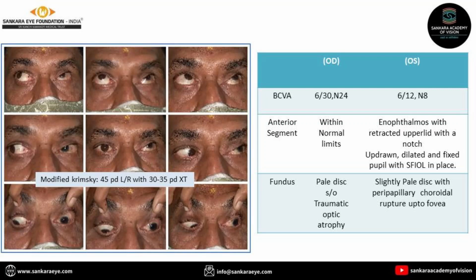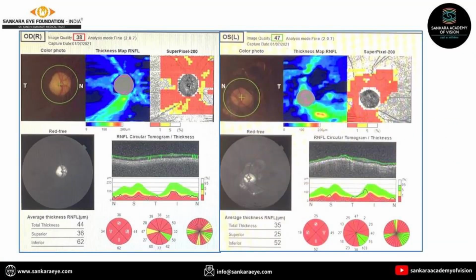The anterior segment of the left eye showed enophthalmos with a retracted upper lid and a notch, and a dilated, fixed and updrawn pupil with an SFIOL in place. Fundus examination showed right eye optic atrophy, with the left eye also showing a pale disc and a peripapillary atrophy just reaching the fovea, with OCT showing evidence of the same.